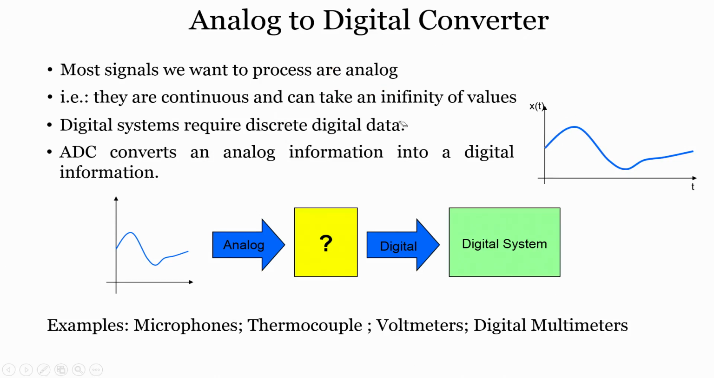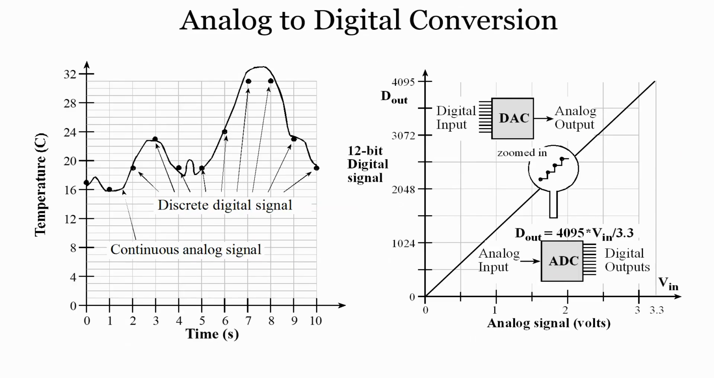But when you talk about digital systems, they require discrete digital data. So the analog to digital converter converts your analog information into digital information. So this is the analog signal, this is the digital system, and this block is nothing but your ADC. Examples are microphones, thermocouples, voltmeters, digital meters. There are a lot of examples where an ADC can be utilized.